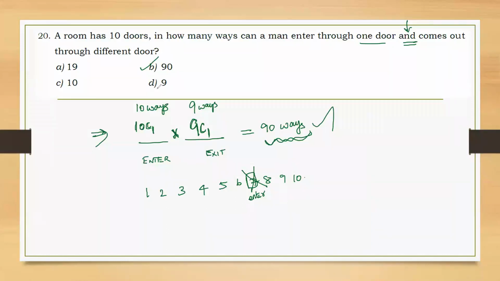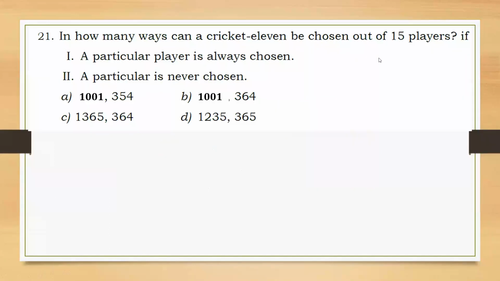Okay, 21. Give a try. Actually, in our material, some options are mismatched. Please see the PPT here, option A and option B. I have changed that. So in option A, instead of 1365, write 1001. Similarly, in B, instead of 1235, write 1001. Please correct the options, sir.